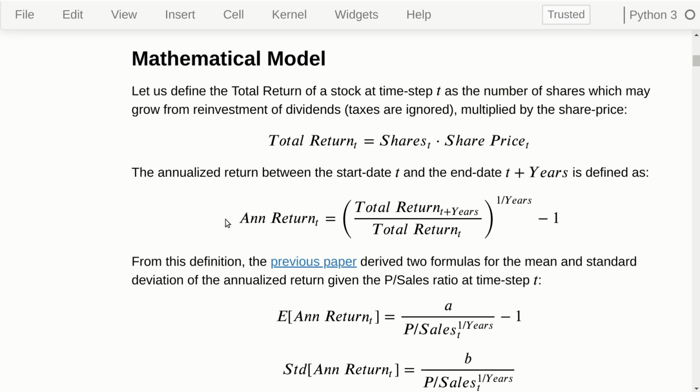One of the previous videos showed how to use this definition of annualized return to get these formulas down here for the mean annualized return, which is defined as some number a divided by the price-to-sales ratio at time step t to the power of 1 divided by years, and then all of this minus 1. Because the annualized return is a stochastic number, that is, it varies randomly, it is also useful to estimate the spread around the mean as the standard deviation, which is done by this formula, and it's almost the same. It just uses another number b, and then it doesn't subtract 1 at the end here.